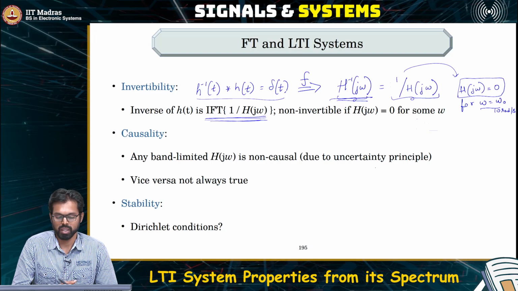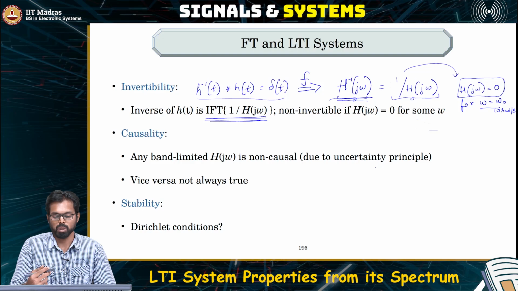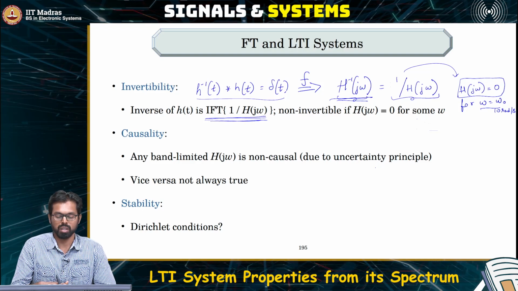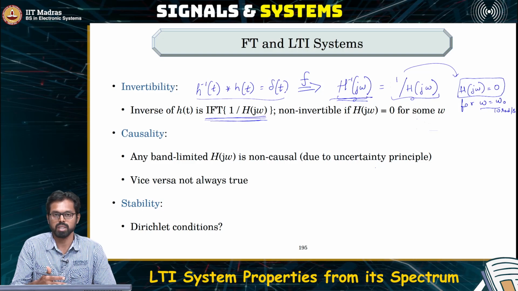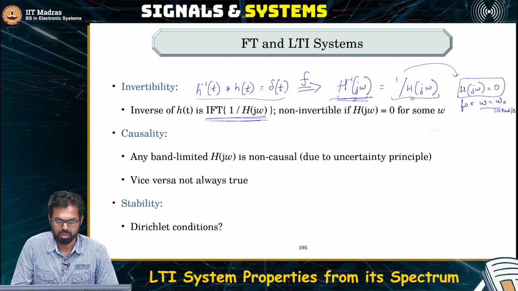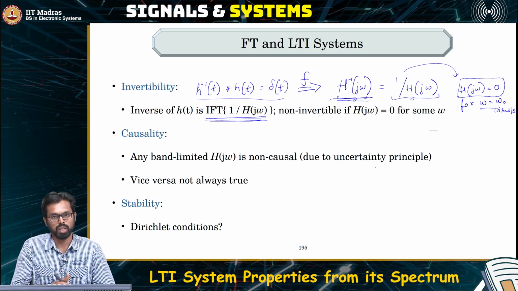Okay, so this helps us find the invertibility of the system. What about causality? What are the other properties other than linearity and time invariance? The other properties are invertibility, causality and stability, right? So we'll see about that. Can we comment anything about the causality of the system if the impulse response is not given but only the spectrum is given?